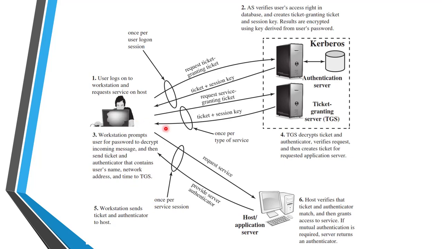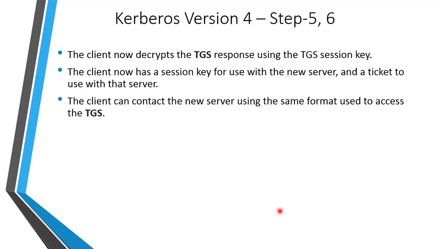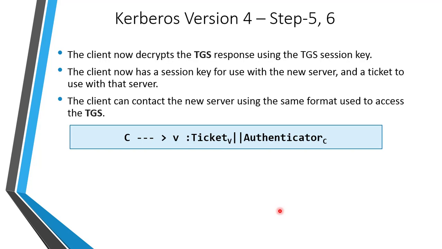Now our fifth step is: using the ticket given by the TGS and the session key, the client will request a service from the application server. The client now decrypts the TGS response using the TGS session key. The client now has a session key for use with the new server and a ticket to use with that server. The client can contact the new server using the same format used to access the TGS. So now the client will send the ticket of the application server with the authenticator to the application server.